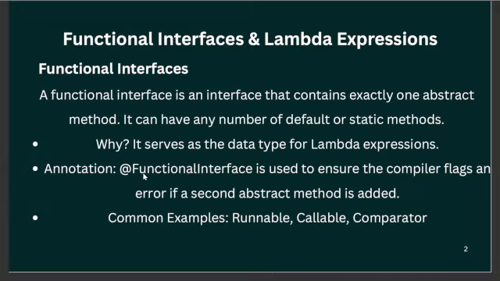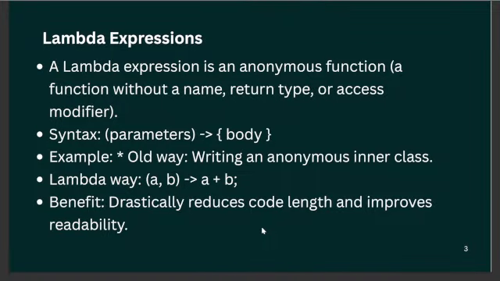The @FunctionalInterface annotation is used with lambda expressions to ensure the compiler flags an error if a second abstract method is added. So only one abstract method is allowed in a functional interface. Common examples are the Runnable interface, Callable and Comparator. These are functional interfaces used for coding purposes or according to the question. The next topic will be lambda expression.